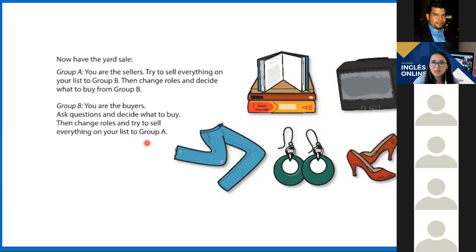Let's see. Group B is going to be Emmanuel, Oscar, Henry, and Janet. Remember, everybody has to speak, right? Otherwise the other group is going to win. So, are you ready, guys? Remember, you have here the products. Group A has to offer, has to be the customer assistant, has to be kind. So are you ready, groups A and B?